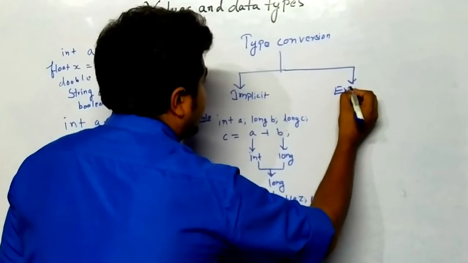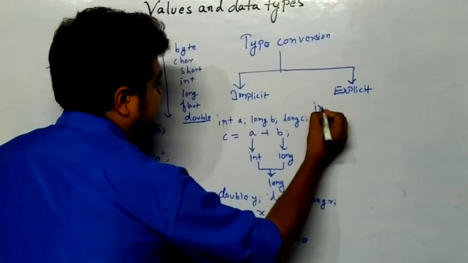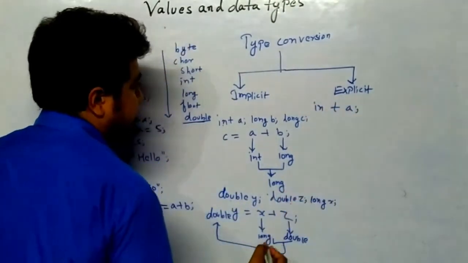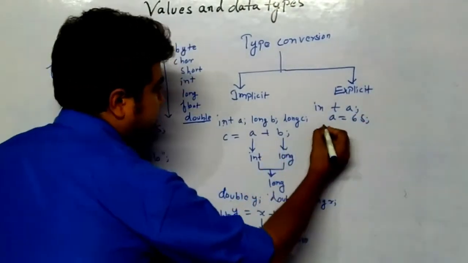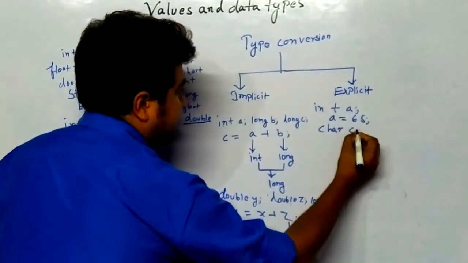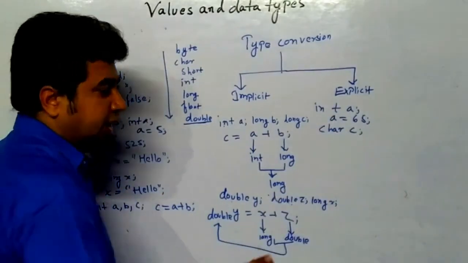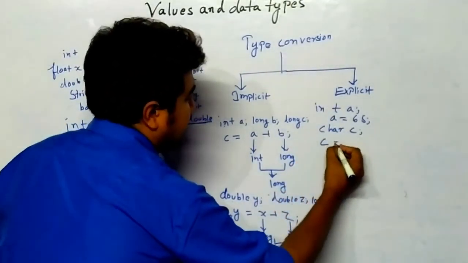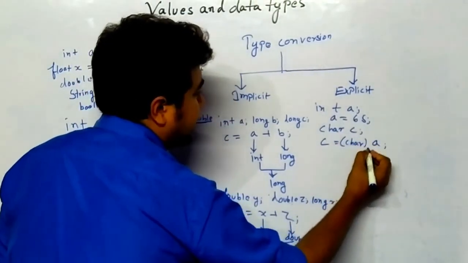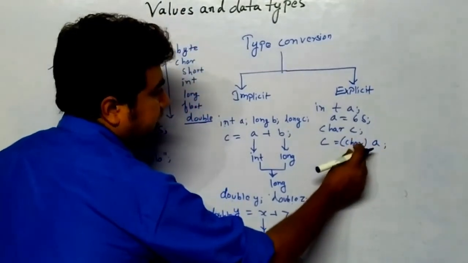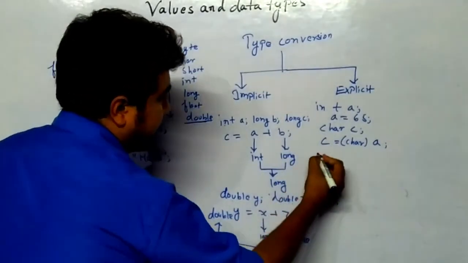Explicit means we are applying changes. Like it is given int a, a is equal to 65. Now you want that A will be converted into a character, char of C. What will you write here? C, then A you write here, and in front of A, in which data type do you want to convert? Char. If you want to convert into double, then you have to write double. But you have to be sure that you declare the double data type here. I will be giving one example like this.